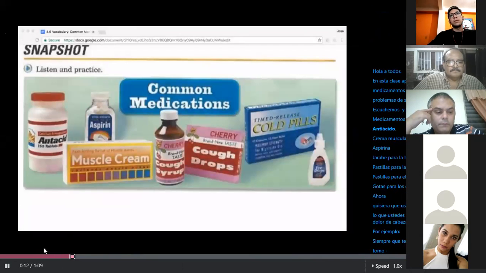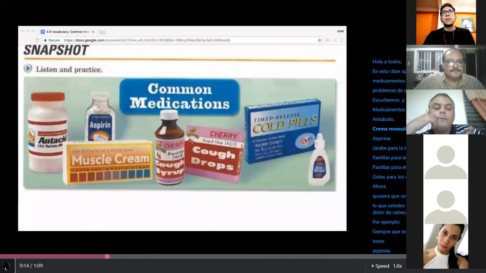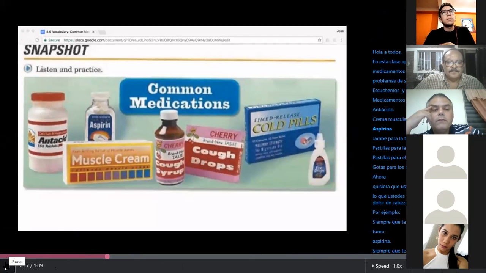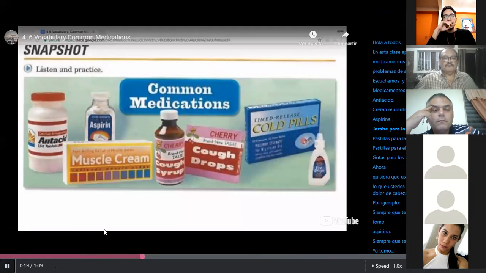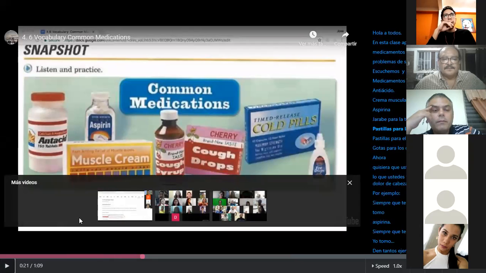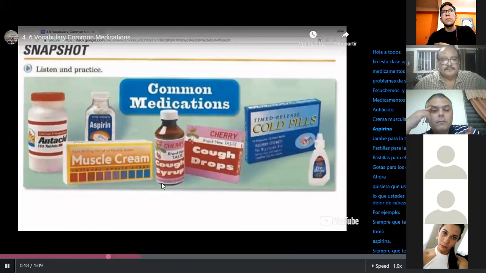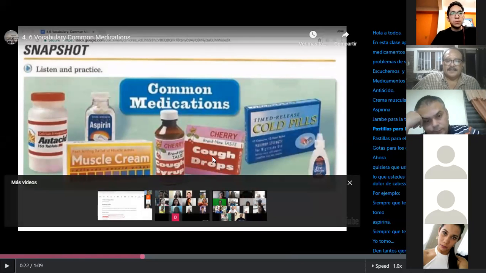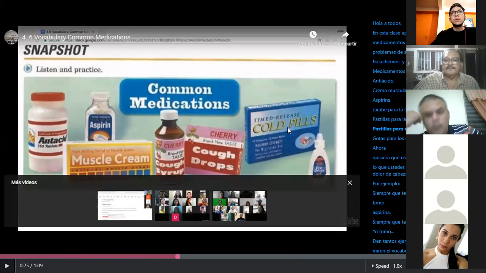Medications. Okay, here you have antacid. Muscle cream. Aspirin. Como que si dijera esta, right? Cough syrup. Cough drop. Cough drops. Cold pills. A cold pill.